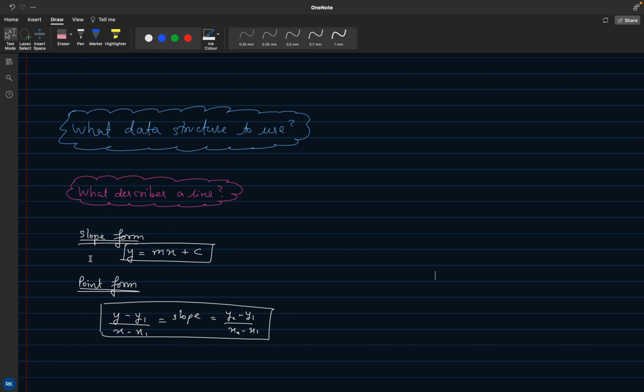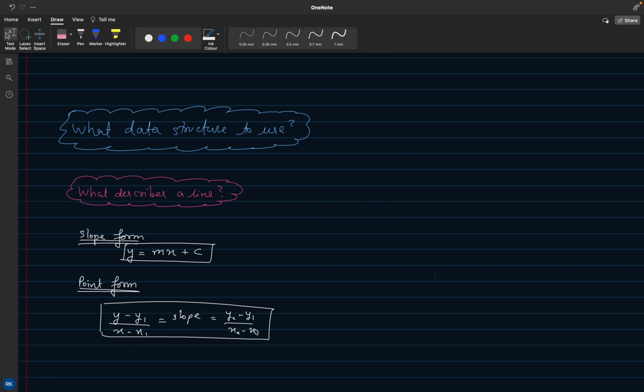One is the slope form, and it is given by y = mx + c. Here m is the slope and c is the intercept. And another is the point form, so (y - y1) / (x - x1), this is also a slope, which is equal to (y2 - y1) / (x2 - x1). And here you can also use y and x.